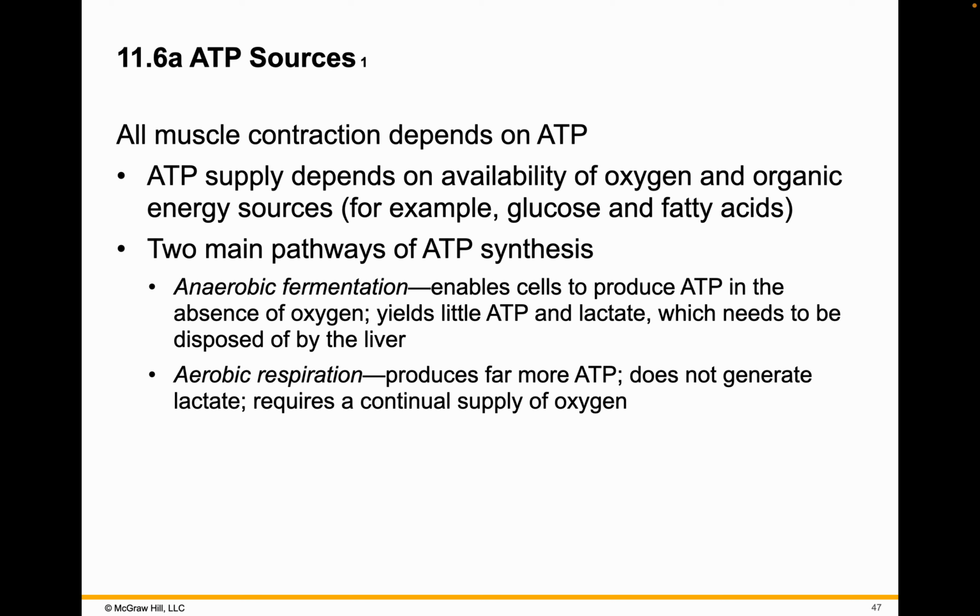All muscle contractions depend on ATP. That ATP supply depends on the availability of oxygen, glucose, and fatty acids. There are two main pathways of ATP synthesis. Anaerobic fermentation enables cells to produce ATP in the absence of oxygen. We get very little ATP comparatively, and we get a substance called lactate, which needs to be disposed of by the liver. In aerobic respiration, we get far more ATP. We don't generate lactate, but we must have a continual supply of oxygen.